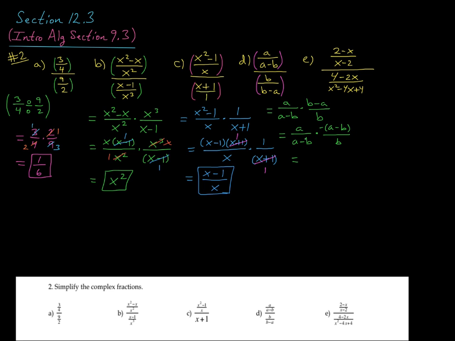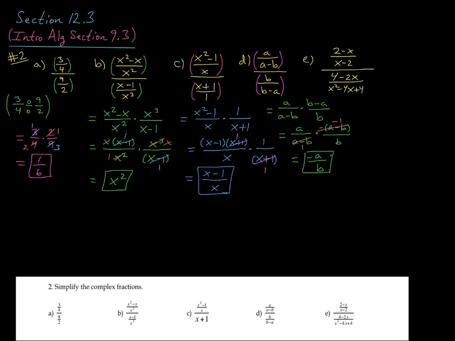So if I divide here by a minus b, I'll get a 1 there and a negative 1 there. And so I'm going to be left with a negative a on top and just a b on bottom. So I'm left with minus a over b. And that is it.